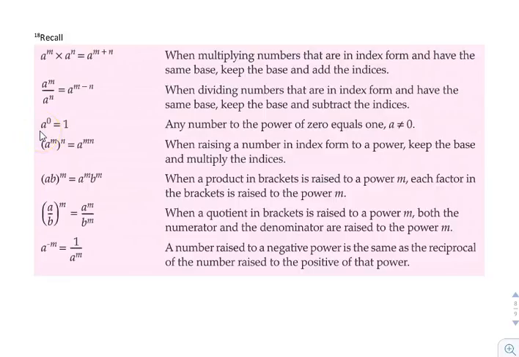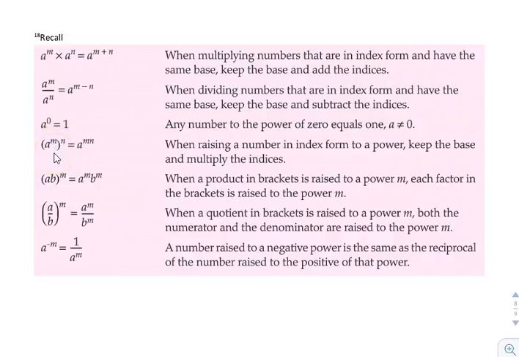Third index law is that anything raised to the power of 0 is just going to give out 1, and that includes anything. So you can have a massive expression, all in brackets, raised to the power of 0, your answer will be 1. The fourth rule is a bracket rule.